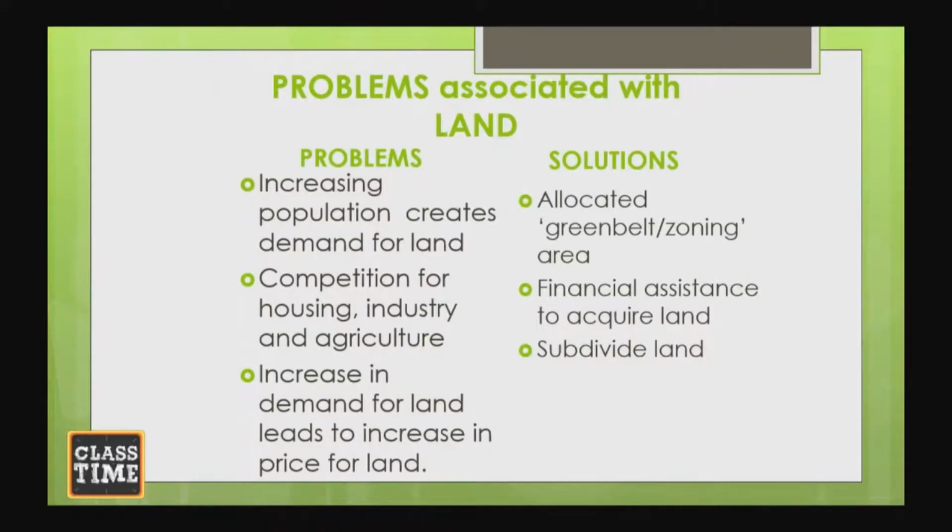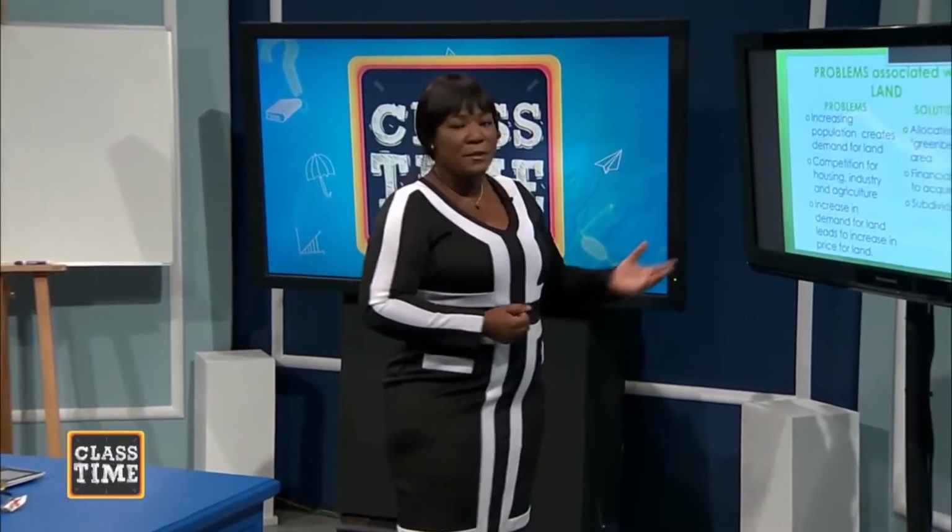So housing does compete with agriculture in regards to the need for the land. Then we look at 3, the increase in demand for land leads to an increase in the price for the land. Now these 3 are problems associated with land. Now these 3 problems can be highlighted further. We are looking at the problems that affect land.